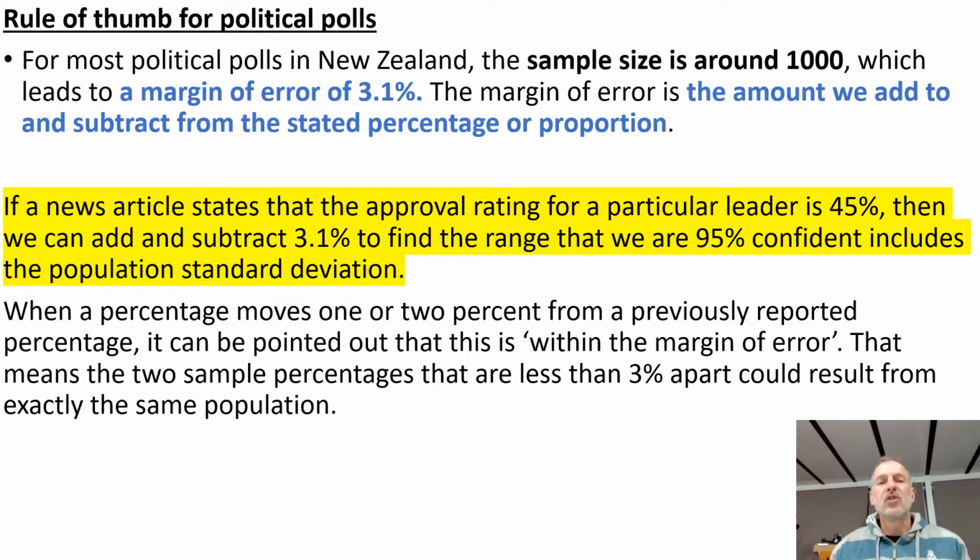When a percentage moves 1 or 2% from a previously reported percentage, it can be pointed out that this is within the margin of error. That means the two sample percentages that are less than 3% apart could result from exactly the same population.